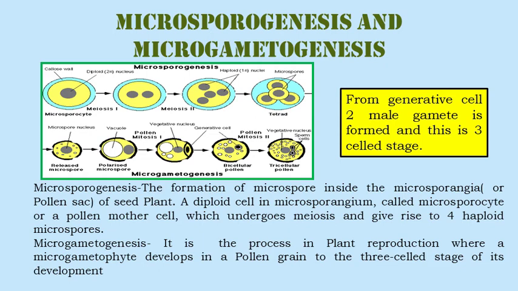Okay, macrospores means what? It is the formation of male spores. Okay, it is the formation of male spores and these male spores later on get ready to form pollen grain. Okay, and what is macrogametogenesis? Macrogametogenesis is the process in plant reproduction where a macrogametophyte develops into a pollen grain to the 3 cell stage of its development. So now see the diagram of macrogametogenesis.